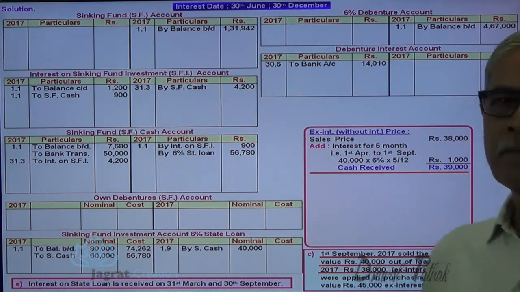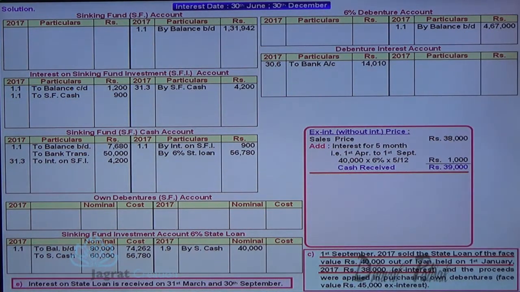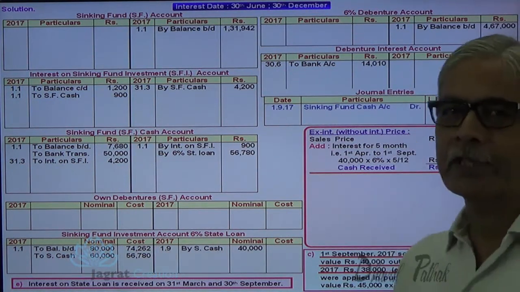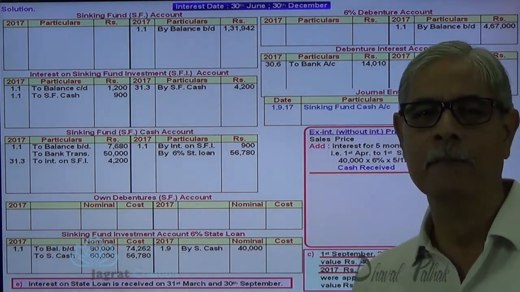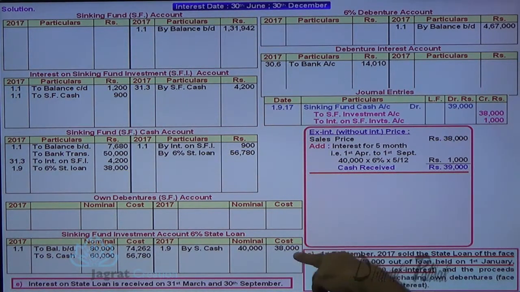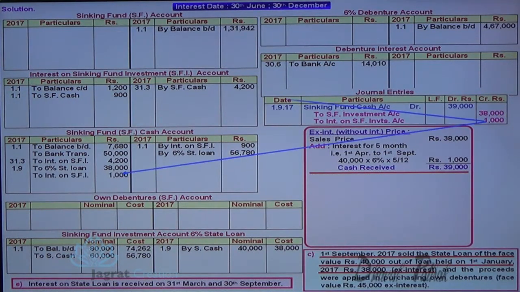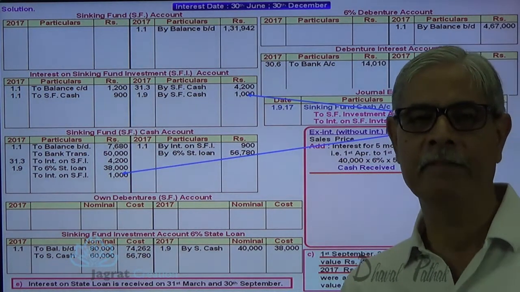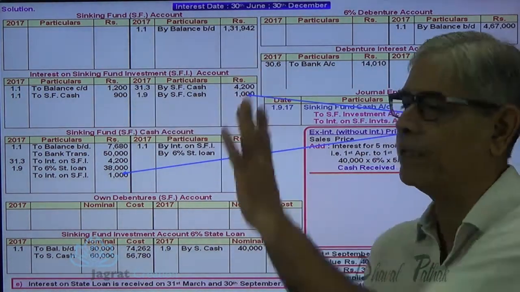Now let me write down the entry for that. Sinking fund cash account debit. Why sinking fund cash account is to be debited? Because the sinking fund investments are sold. To investment account credit 38,000. To interest on sinking fund investment account credit 1,000. So 39,000 debited, 38,000 credited, and interest account is credited for 1,000. So when we sell the security, we receive interest. When we purchase the security, we pay interest.